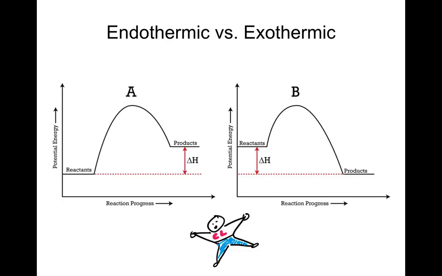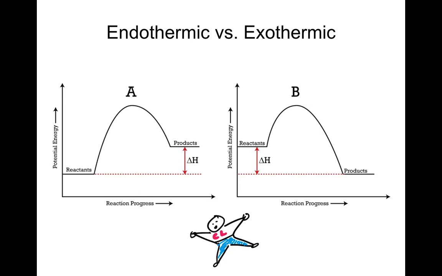A different visual way of looking at this is a reaction progress diagram. The graph on the left shows that the reactants are lower than the products. The x-axis in this case is time. So as time progresses, the reactants rise in energy and become products. They have to absorb energy in order to go from reactants to products.